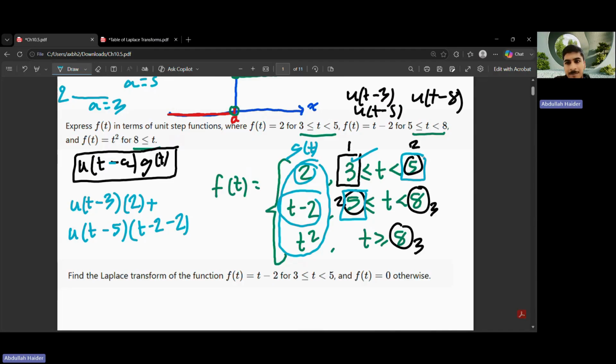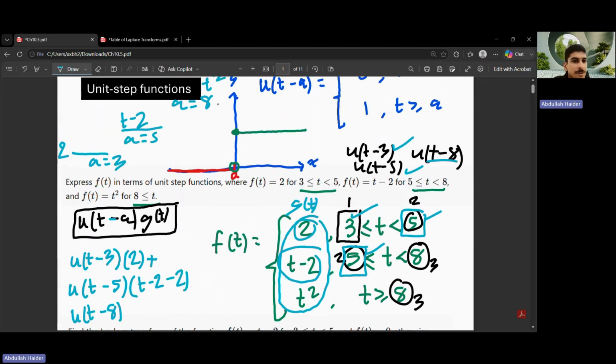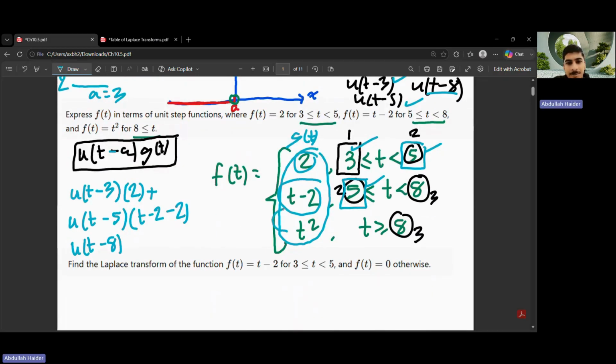We're done with our second a. We're done with 5, 5. And now we move on to 8. We're done with u(t minus 3). We're done with u(t minus 5). Now we need to move on to u(t minus 8). So u(t minus 8). Now our g of t, because when entering a equals 8, we need to have this form of jump from a equals 5 to a equals 8. So we will subtract t squared by this. So this means t squared minus t minus 2, so plus 2.